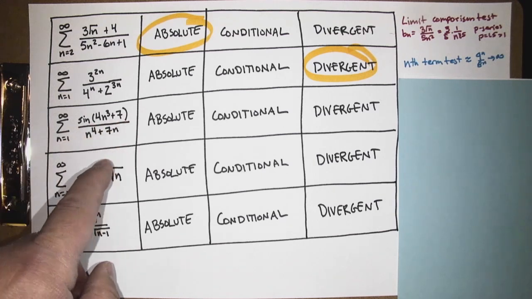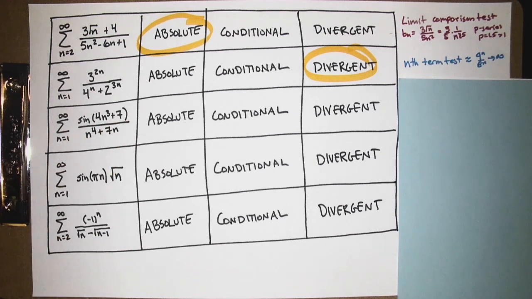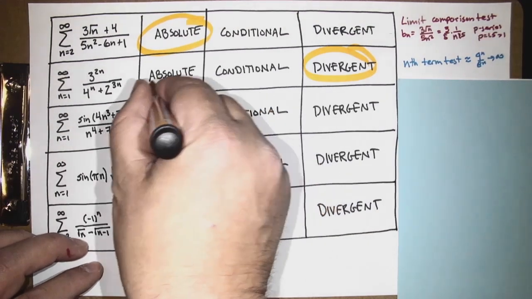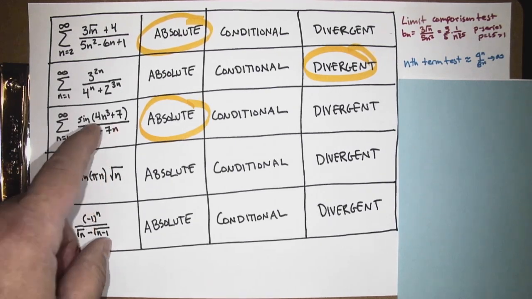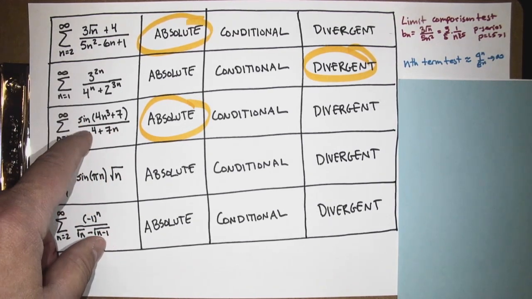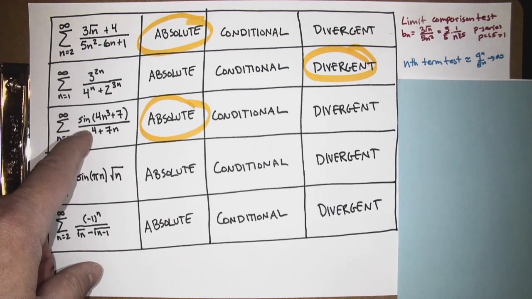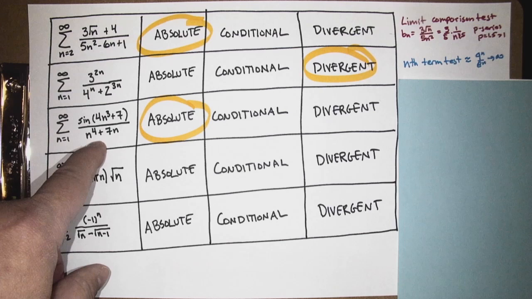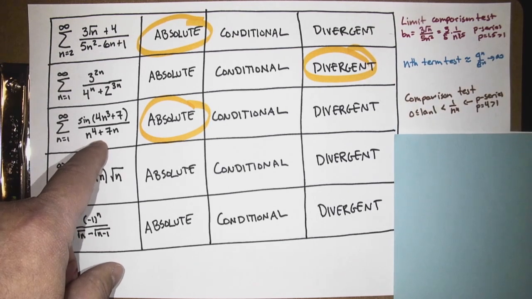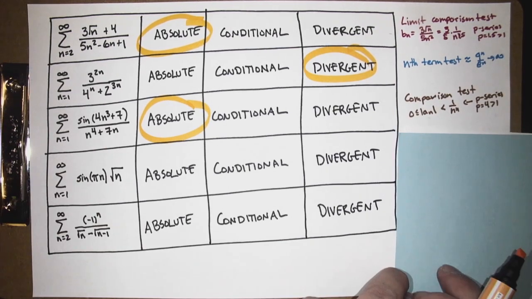Sine of 4n cubed plus 7 divided by n to the 4th plus 7n. Absolute, conditional, or divergent? Absolute. Now, regardless of what's on the inside, you have a sine. Sine can't be very big. It's at most 1. So this looks like essentially 1 over n to the 4th. And 1 over n to the 4th, that's a p-series, which converges.